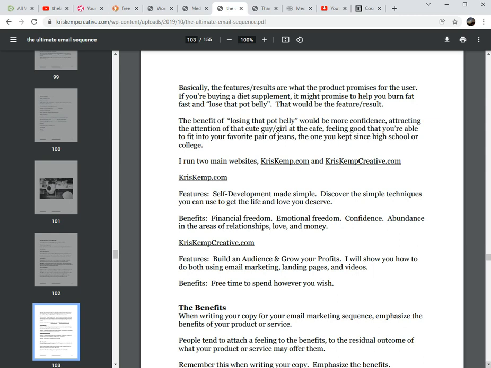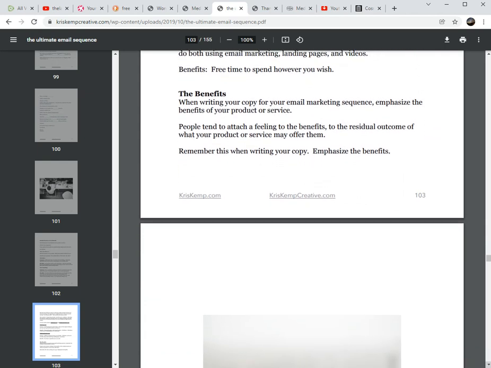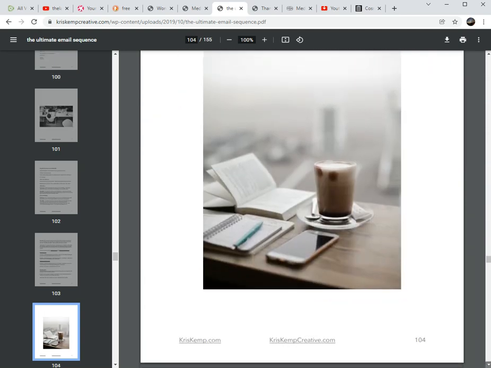So the benefits. When writing your copy for your email marketing sequence, emphasize the benefits of your product or service. People tend to attach a feeling to the benefits, to the residual outcome of what your product or service may offer them. Remember this when writing your copy. Emphasize the benefits.